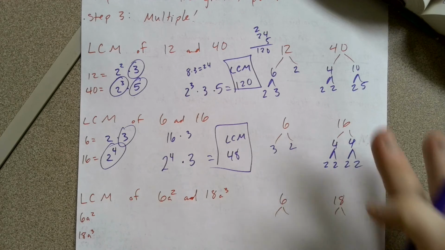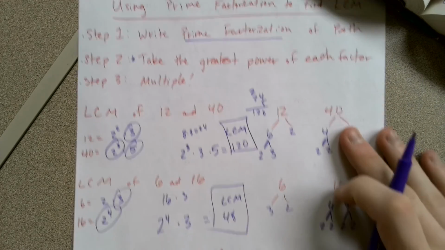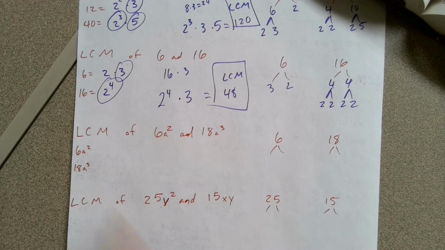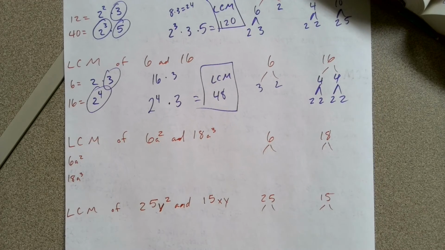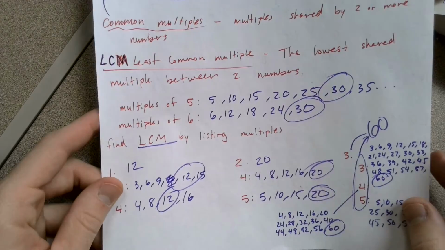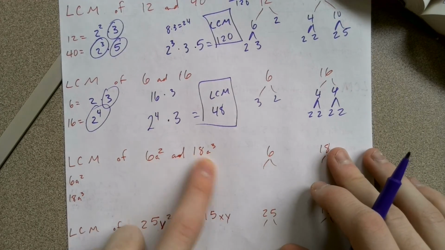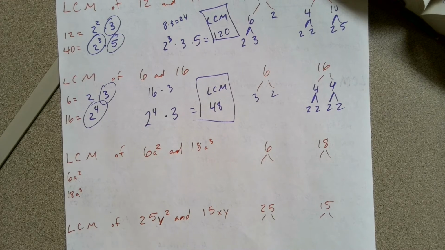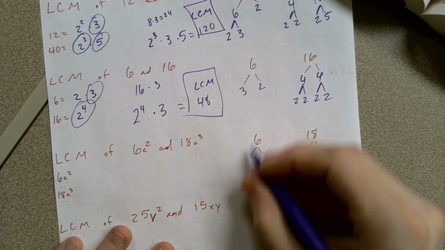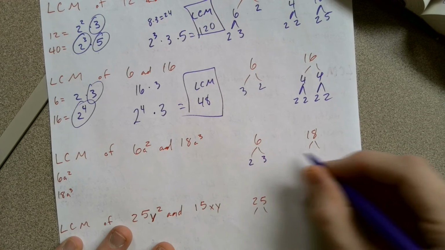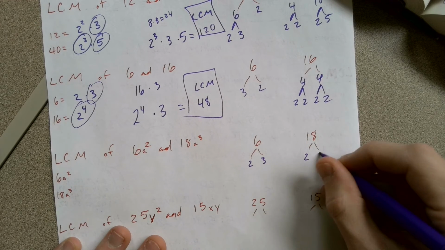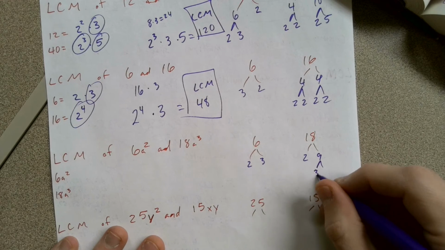All right, the reason that we're doing that prime factorization is because sometimes you're going to have some variables. And you're going to need to do this because you can't just list off all of the common multiples. That's going to be a little harder to do when we have variables in there. So I'm going to show you how to do this. Our first step, just like we did for our prime factorizations, we're going to break these apart. 6, we're going to make 2 times 3. 18, let's do 2 times 9. Split apart 9, 3 and 3.